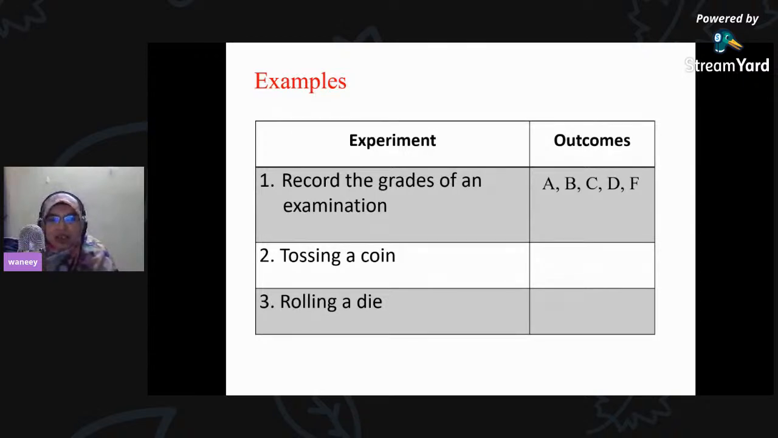Tossing a coin. So we toss a coin, toss yang baling tu, toss a coin. When you toss a coin, it should either be a head or tail. Rolling a die. So satu dadu, die. If we have two, ada dua dadu, we're going to call them dice, D-I-C-E. So rolling a die, what is the outcome that you are going to get? It should either be number 1, 2, 3, 4, 5, or 6.